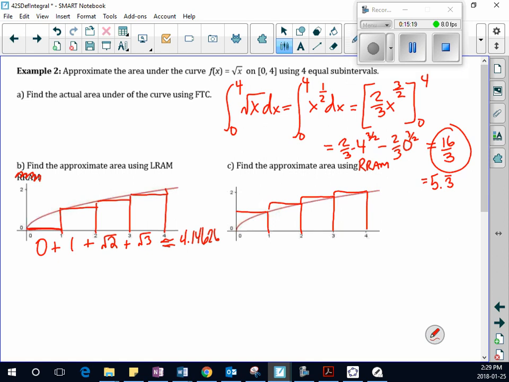So the width is 1. 1 times the height is 1 plus, what's this height? Square root of 2 plus, what's this height? Square root of 3 plus, what's this height?